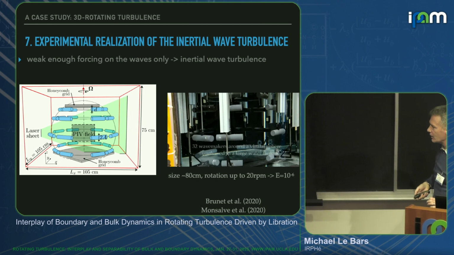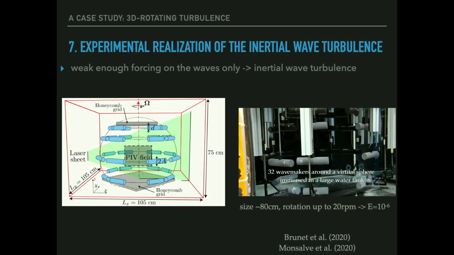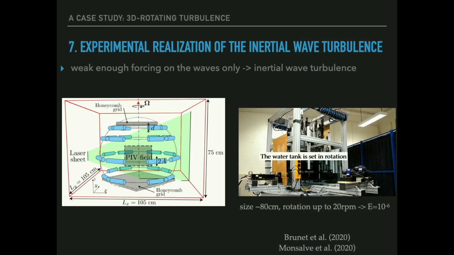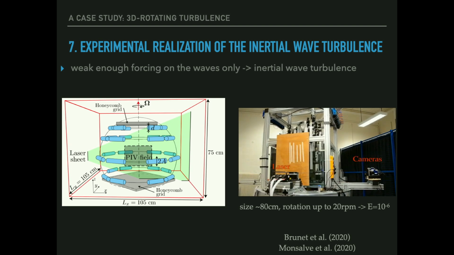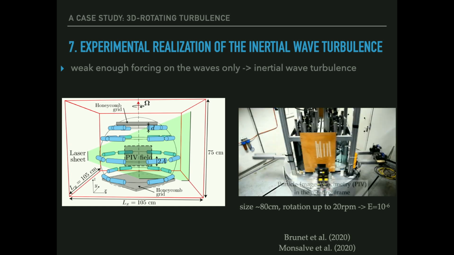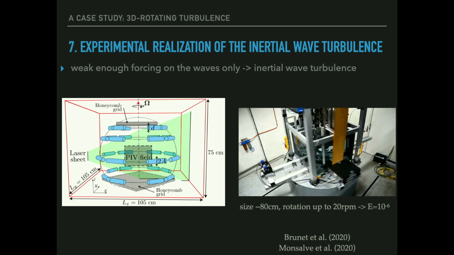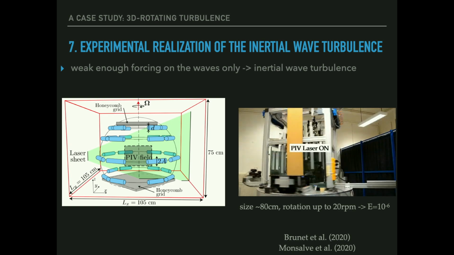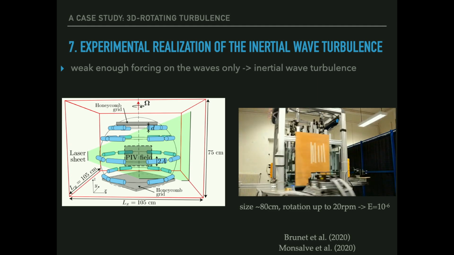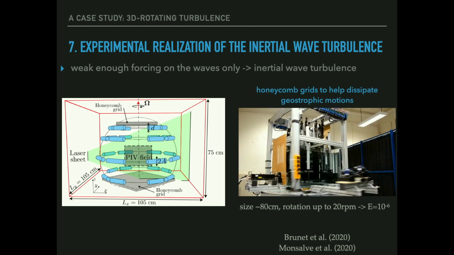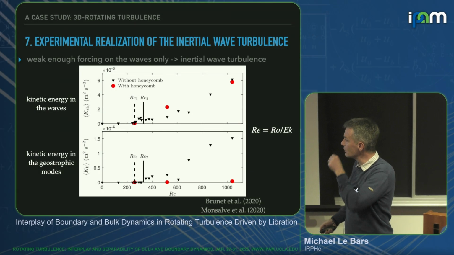Okay? So here is the movie from his experiment. This is all the cylinders out of phase, the large rotating table, and the PIV measurements. And then, again, there is one trick, following the trick we used before in our numerical simulation, is that he put honeycomb grids at the top and the bottom here to more efficiently damp the geostrophic mode. Okay, and so here are some of their results.